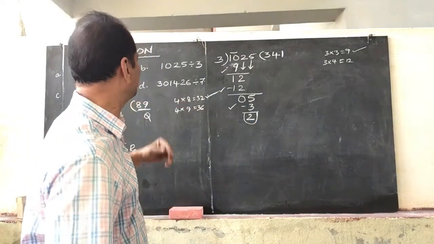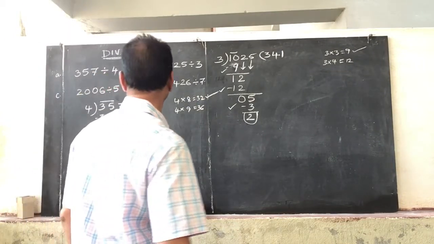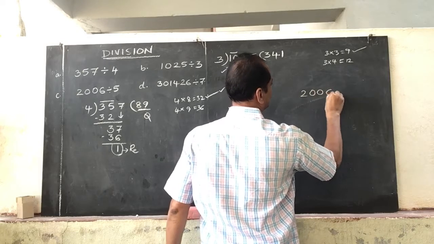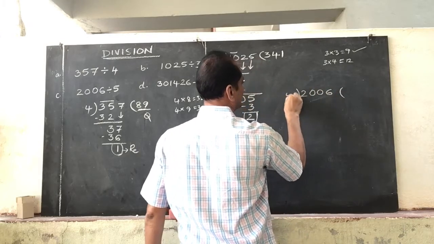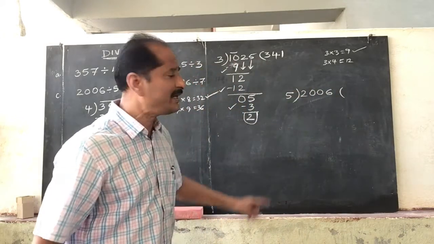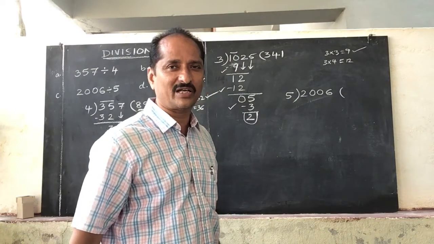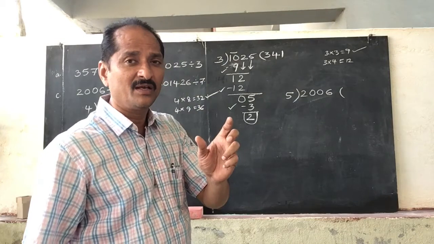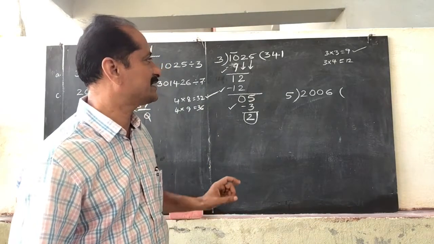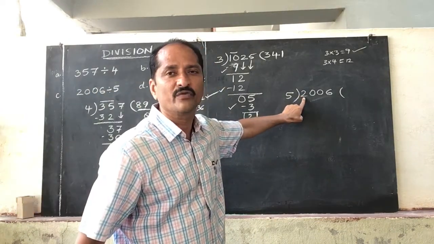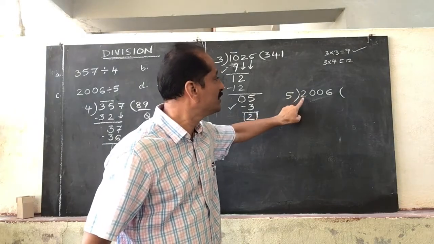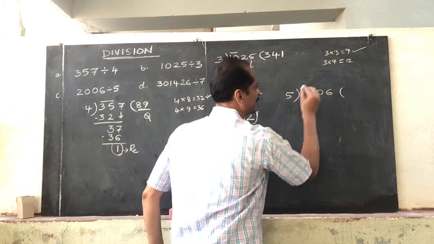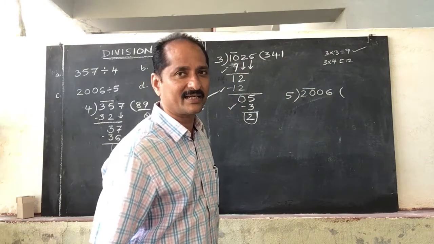The next one, the third one, 2006 divided by 5. That means how many 5's are there in 2006 we are finding. Observe carefully everybody, each and every step. The first digit of the dividend is 2. We cannot divide 2 by 5. So we go for the next digit, 2 digits at a time we are taking.